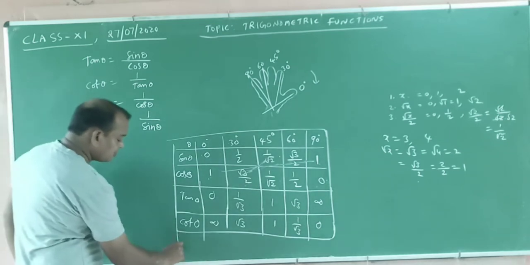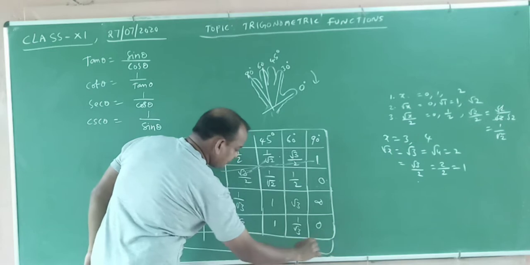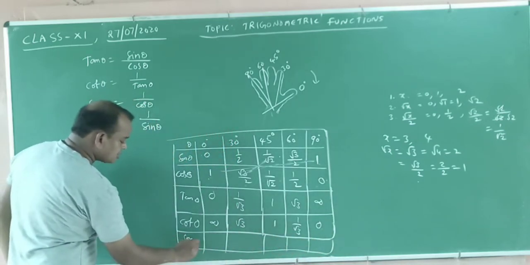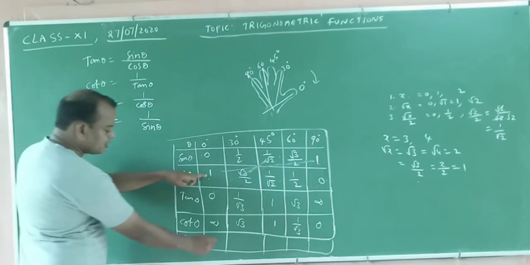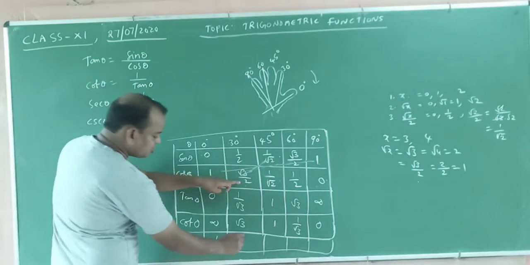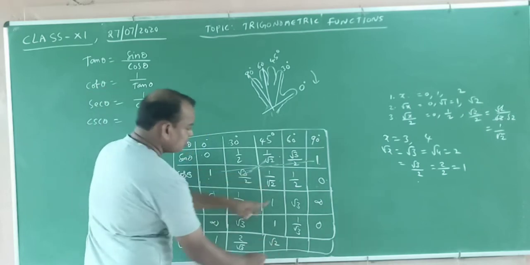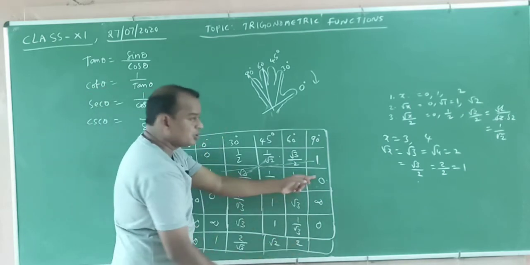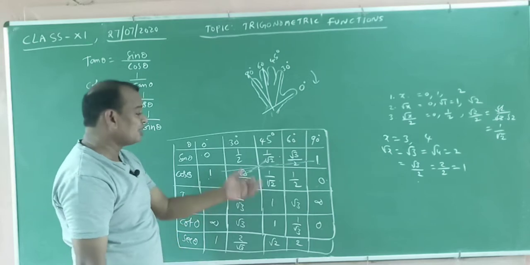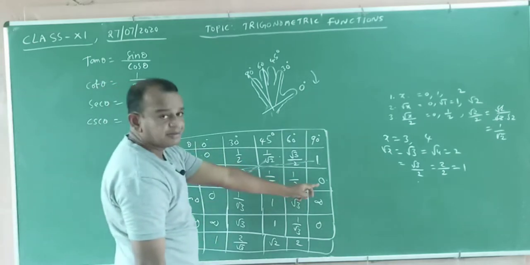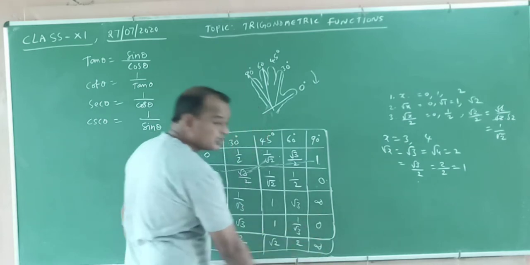Secant is the reciprocal of cos. 1 by 1 means 1, root 3 by 2 means 2 by root 3, next 1 by root 2 means root 2, 1 by 2 means 2, and the last reciprocal, 1 by secant means 1 by cos 90, which is 0, 1 by 0 means not defined, means infinity.